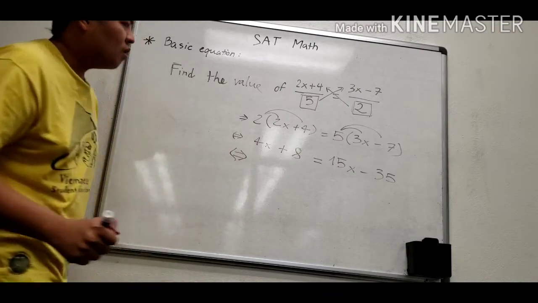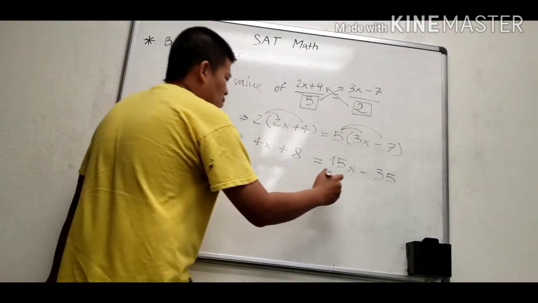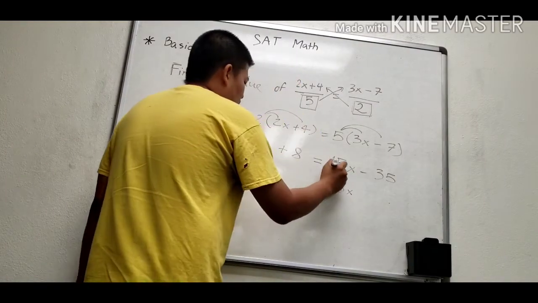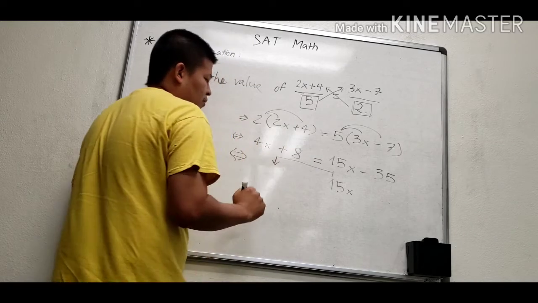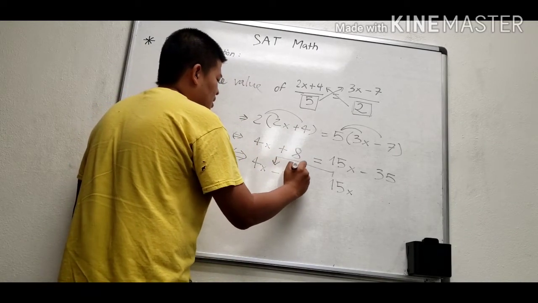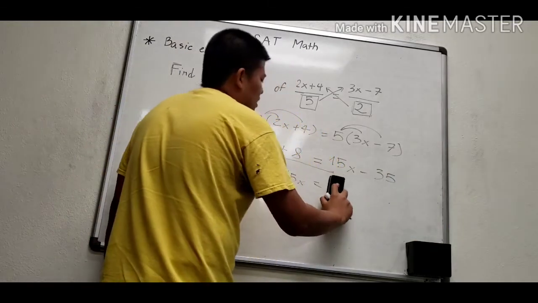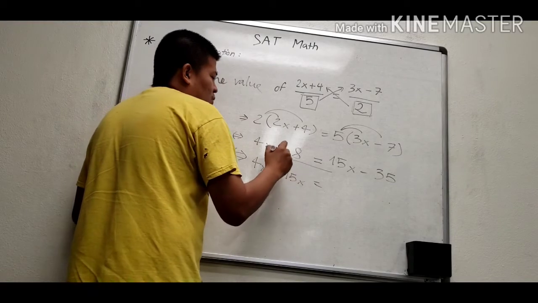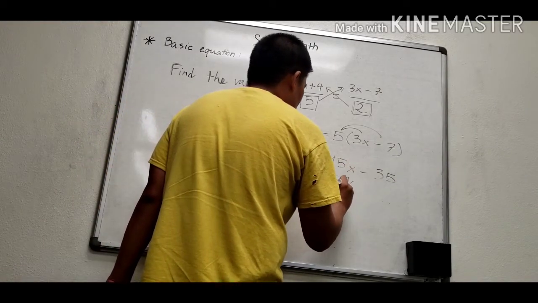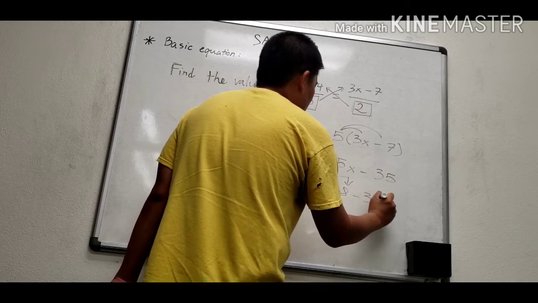So in here, we have 15s and the 4s. We move the 15s on here to the left. So we have 4s minus 15s. The next one we have 8. We move it to the right. So we have minus 8 minus 35.